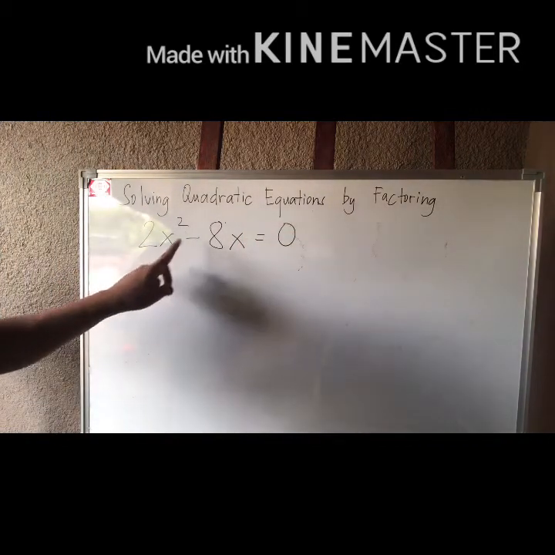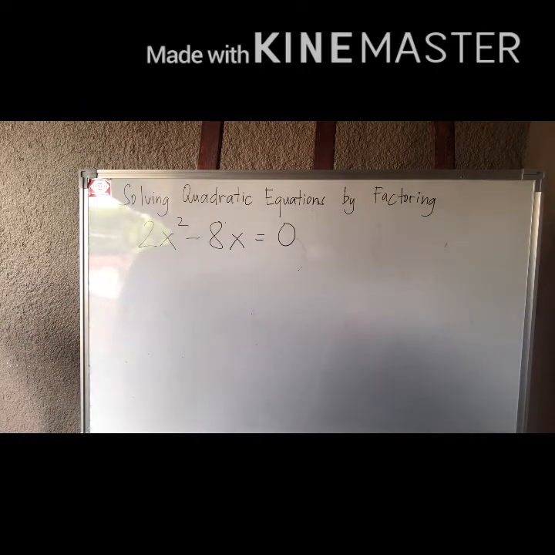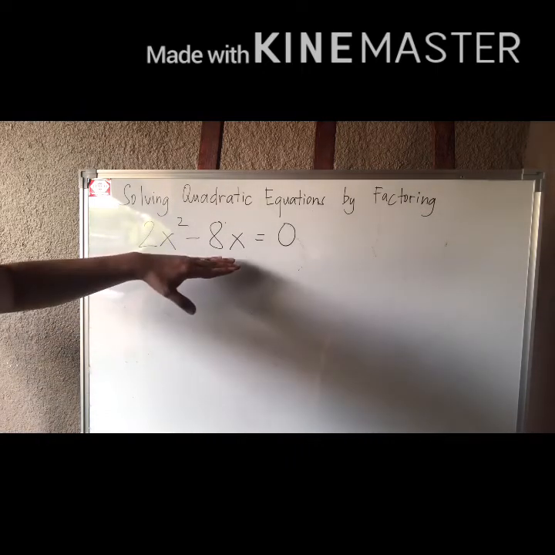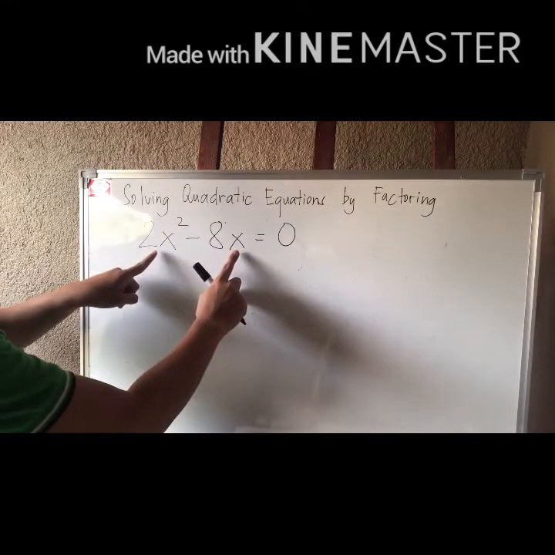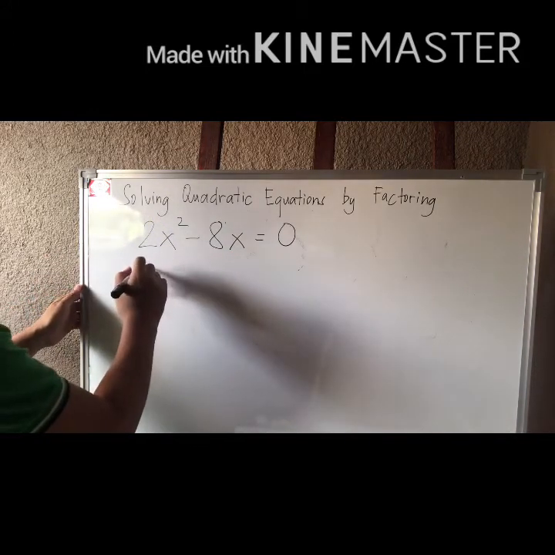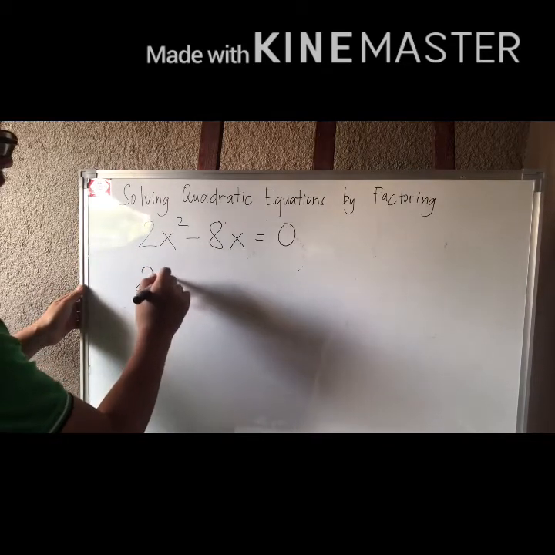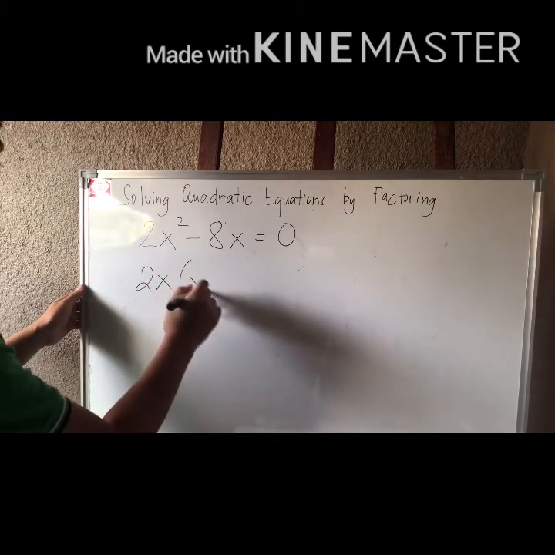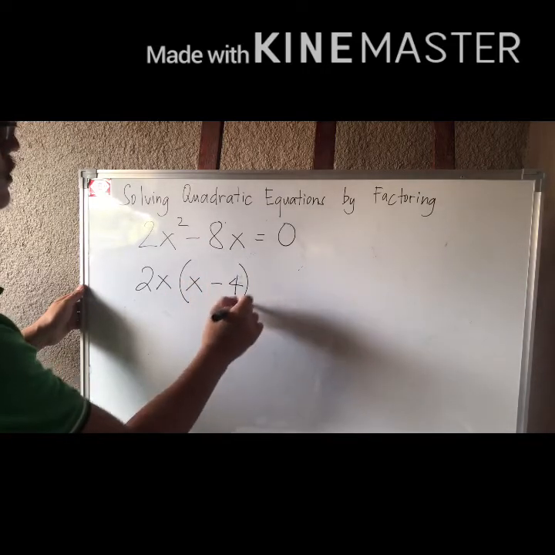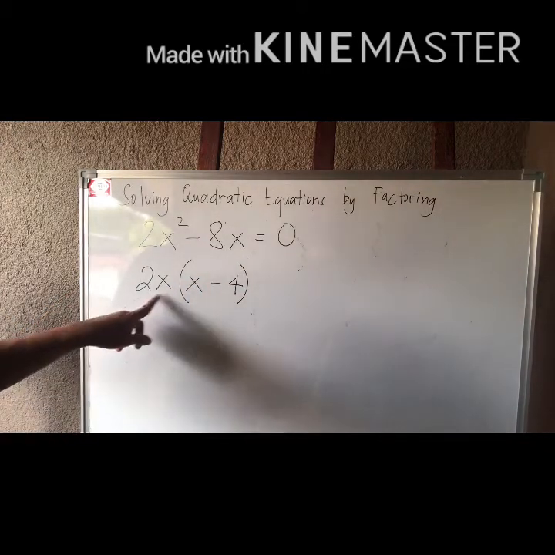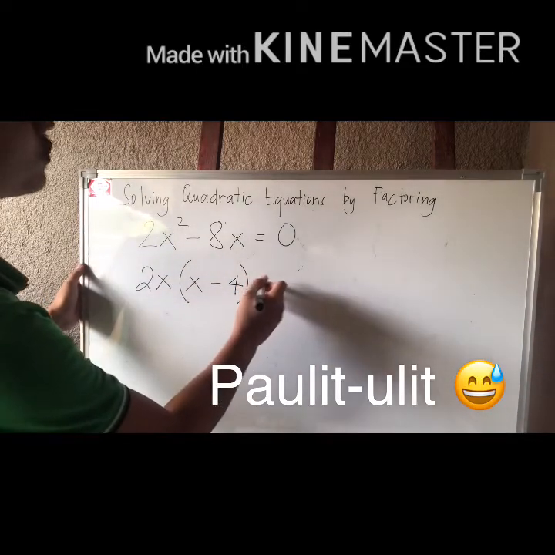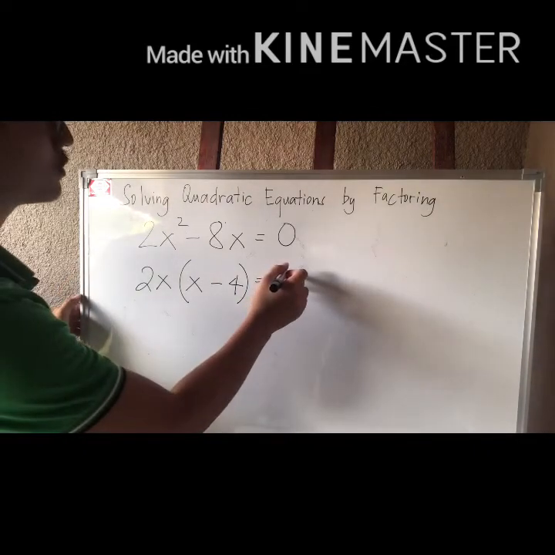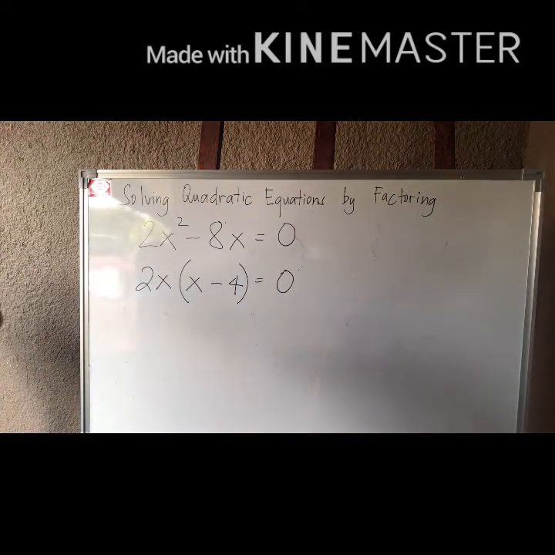So we have 2x squared minus 8x equals 0. During the first example of factoring polynomials, we know that the factors of this polynomial are 2x, and the other factor is x minus 4. That is 2x times x, 2x squared. 2x times negative 4, that's negative 8x. That is equal to 0. So this is the factored answer.